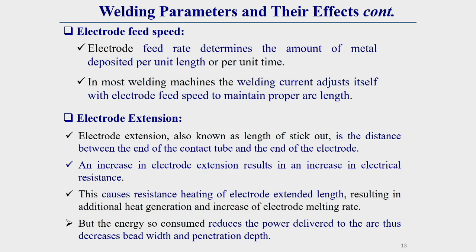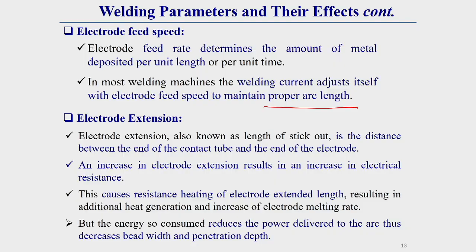So, first of all, we will see the effect of electrode feed rate, which I have already discussed. If the electrode feed rate is higher, then the deposition rate will be higher, because a higher feed rate means more material is supplied to the workpiece. So the electrode feed rate determines the amount of metal deposited per unit length per unit time. In most welding machines, the current is adjusted depending upon this feed rate.